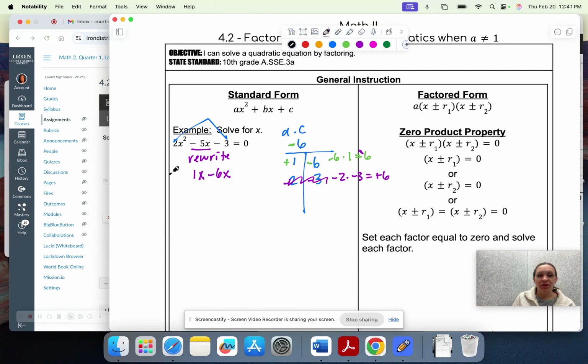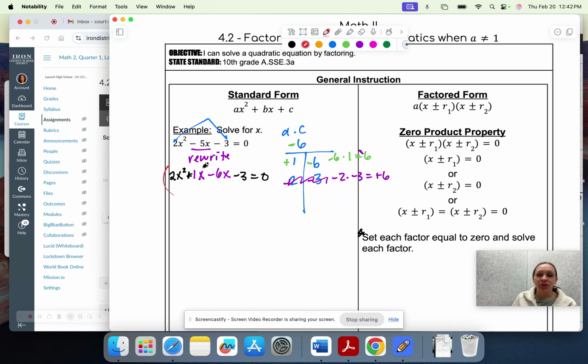And then bring down the first one, bring down the second one, and then now we've added the equals 0. You have to set each factor equal to 0 to solve. That's really important. We're going to see some problems that they're not 0.